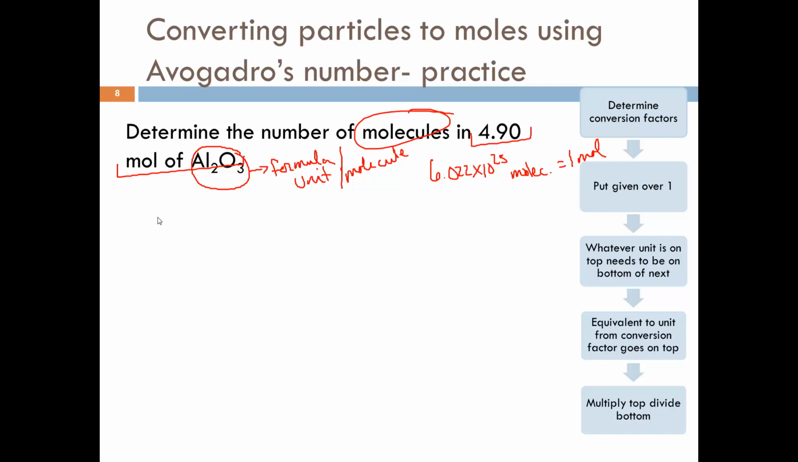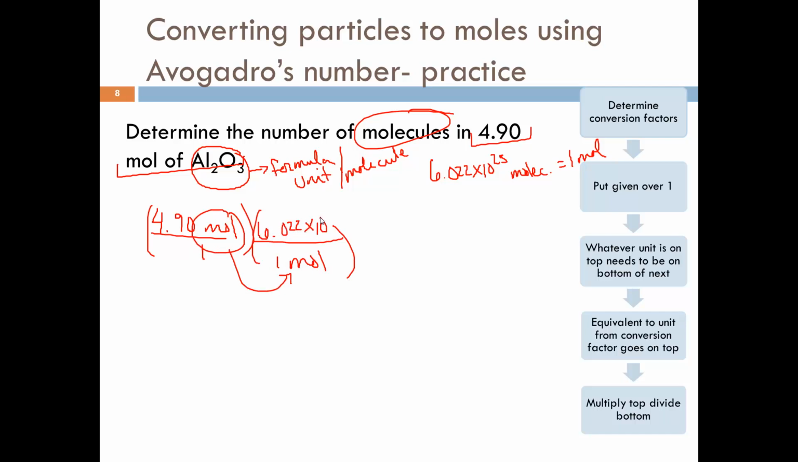4.90 moles over 1. 1 mole, because moles are on top, I need to put it on the bottom of the next one, is 6.02 times 10 to the 23rd molecules. And that comes out to be 2.95 times 10 to the 24.